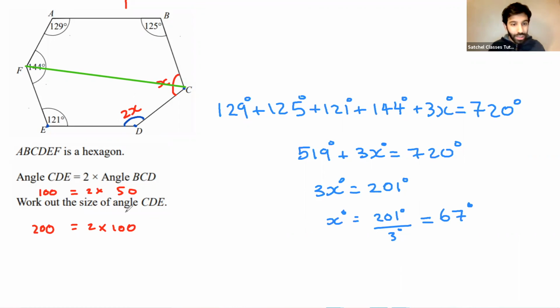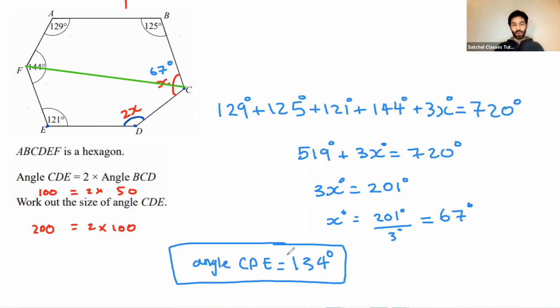Now it says work out the size of angle CDE. CDE we want, so if x is 67 degrees, 2 lots of x is going to be equal to 134. So angle CDE is equal to 134 degrees. And here's our answer.